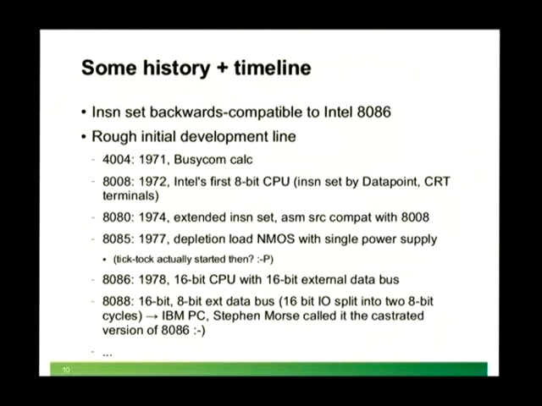Three years later, they did the 8085, which changed the way they build the transistors. First they used a different way to build the MOSFETs, and now they switched to depletion load with a single power supply. Before that, the processors had three power supplies: plus 5, minus 5, and plus 12 volts. And I'm going to skip that about TikTok. That's a joke.